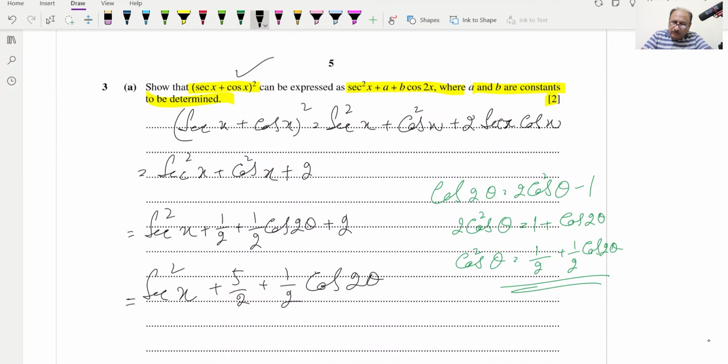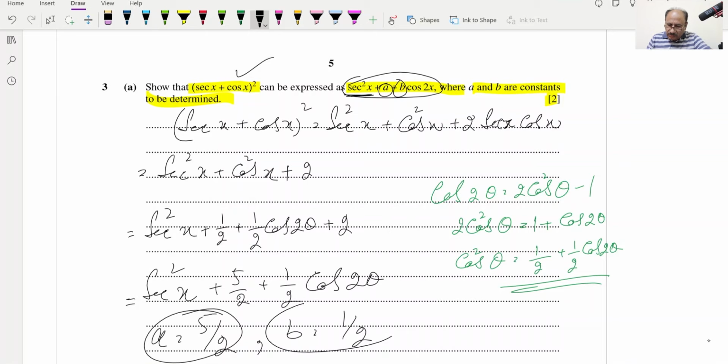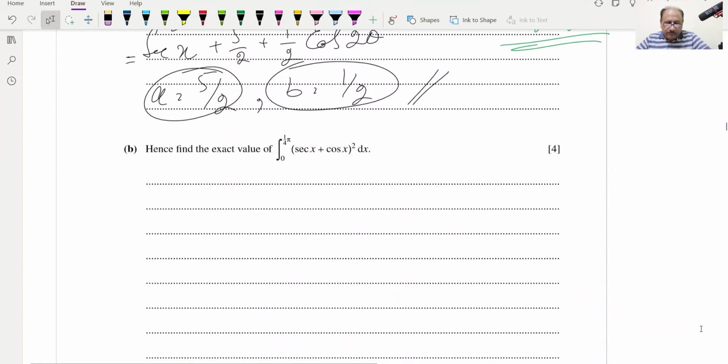Now if we compare this with this equation, secant square x, the a value is 5 by 2, so we can write a is equal to 5 by 2, and the b value is 1 by 2. Hopefully you understood these values also. We have done this.